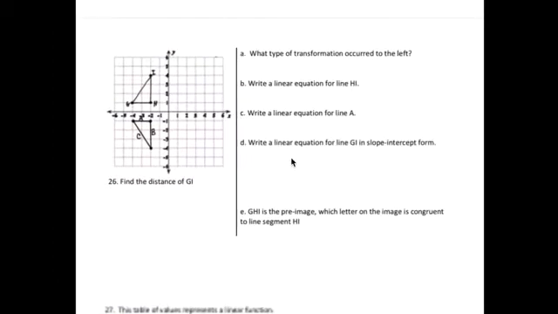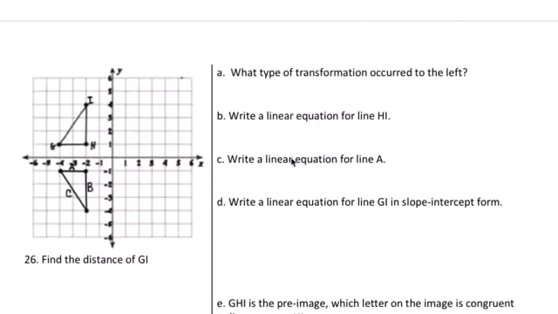Okay, for the sake of time, what type of transformation occurred to the left? It's a reflection over the x-axis.